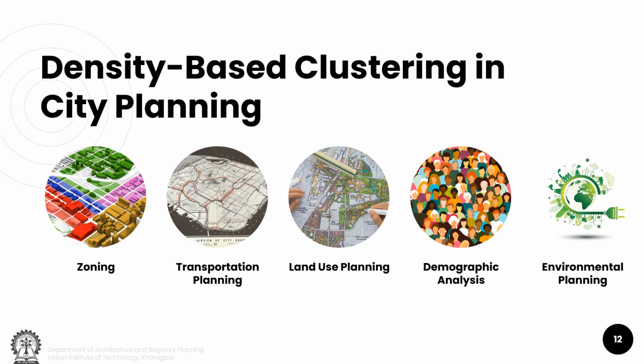4. Demographic analysis. Density-based clustering can be used to identify neighborhoods or areas with similar demographic profiles, such as income, age, or ethnicity, which can inform planning decisions related to housing, employment, and social services. 5. Environmental planning. Density-based clustering can help identify areas with higher risk for environmental hazards, such as pollution or flooding, and inform decisions related to land use and development.